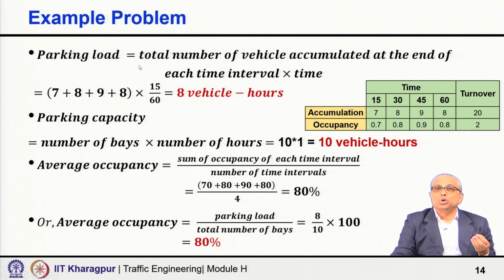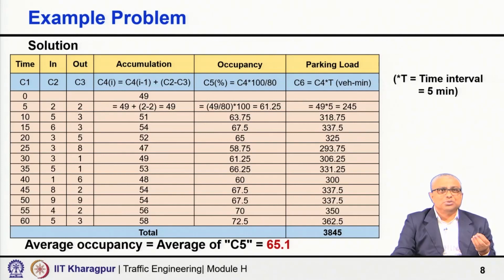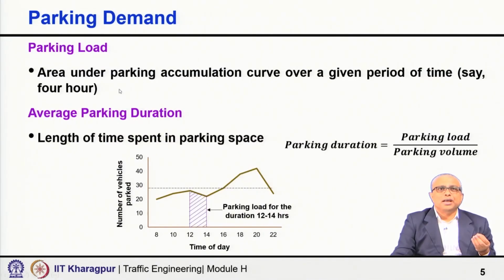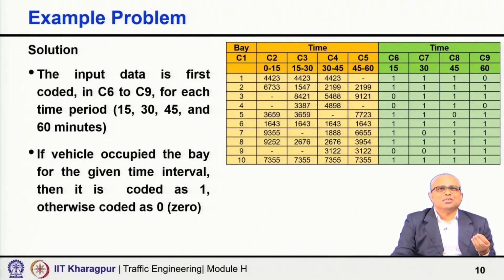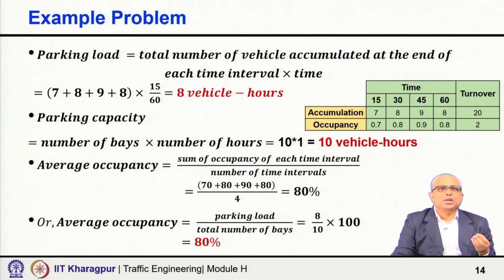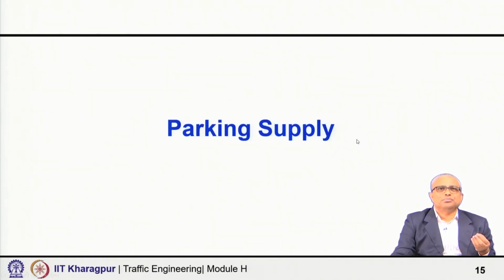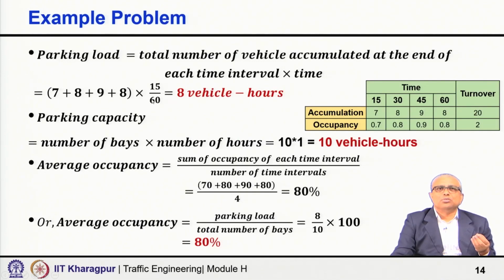So, what is the parking load then? Total number of vehicles accumulated at the end of each time interval multiplied by time. That is what the parking load is. So, go back and see the definition again if you have any confusion: area under the parking accumulation curve over a given period of time. So, here my given period of time is 1 hour. 7 into 15 plus 8 into 15, and so on, divided by 60 because we are expressing it in terms of vehicle hours.